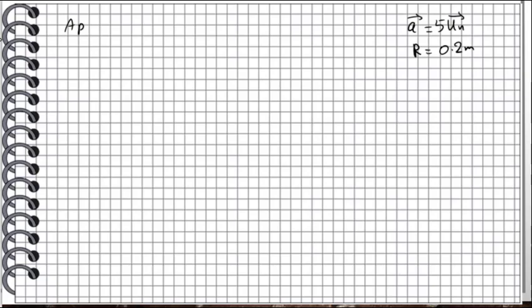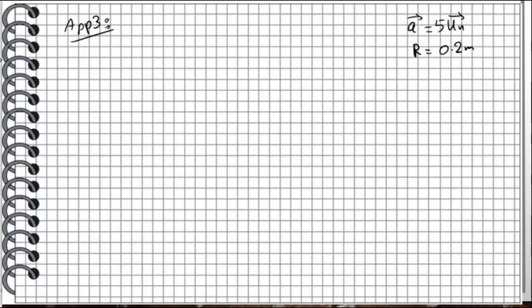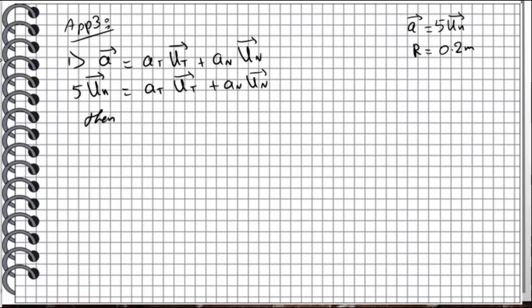This is application 3. In part 1, he said, prove that the tangential acceleration is 0. Since the A vector equals a_t u_t plus a_n u_n, and only the acceleration is 5 along u_n, then a tangential equals 0. There is no u_t here. Then a tangential equals 0.